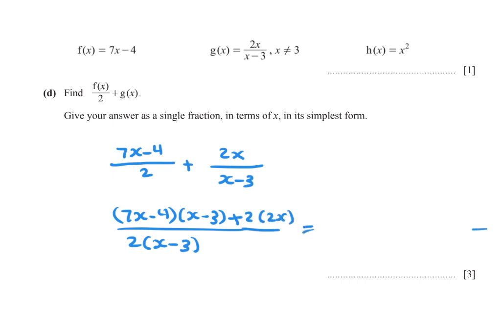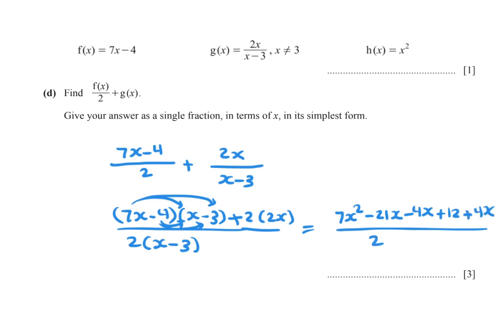Simplify the numerator. 7x times x, 7x squared. 7x times negative 3, negative 21x. And negative 4 times x, negative 4x. Negative 4 times negative 3, positive 12. And 2 times 2x is 4x. Over same denominator, 2 times x minus 3.